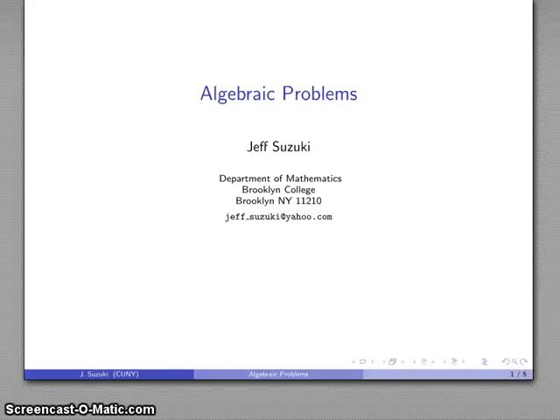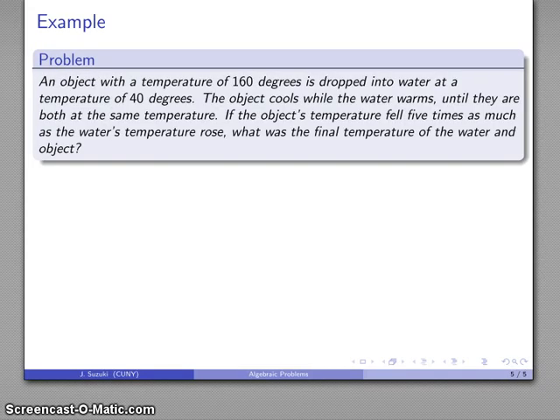Alright, so let's take a look at some more algebraic problems solved using a tape diagram. So I have an object with a temperature of 160 degrees, and I'm dropping it into water to cool it off, and the water has a temperature of 40 degrees. The object cools while the water warms until they're both at the same temperature. That's actually a fundamental law of physics here.